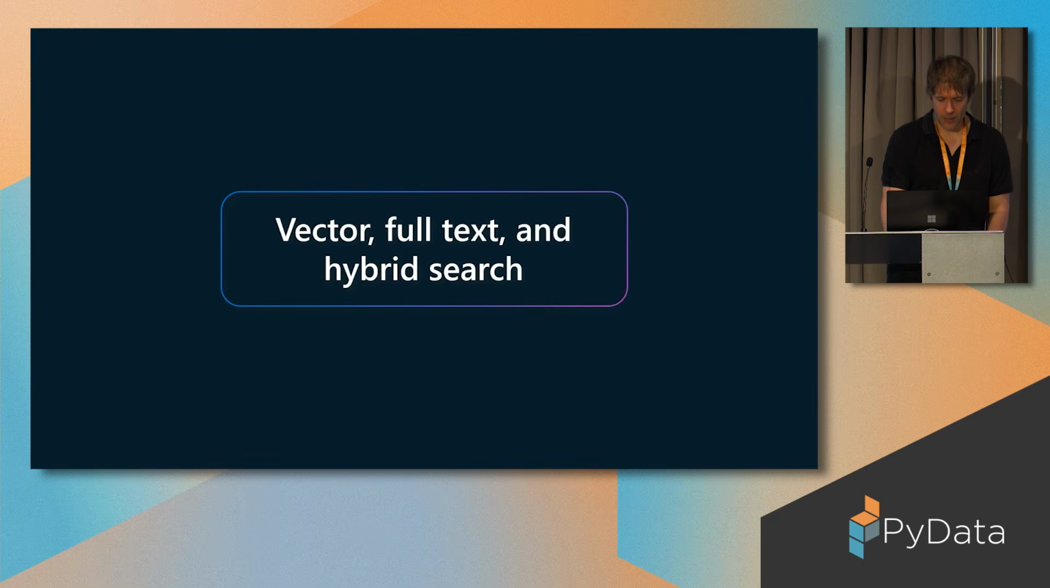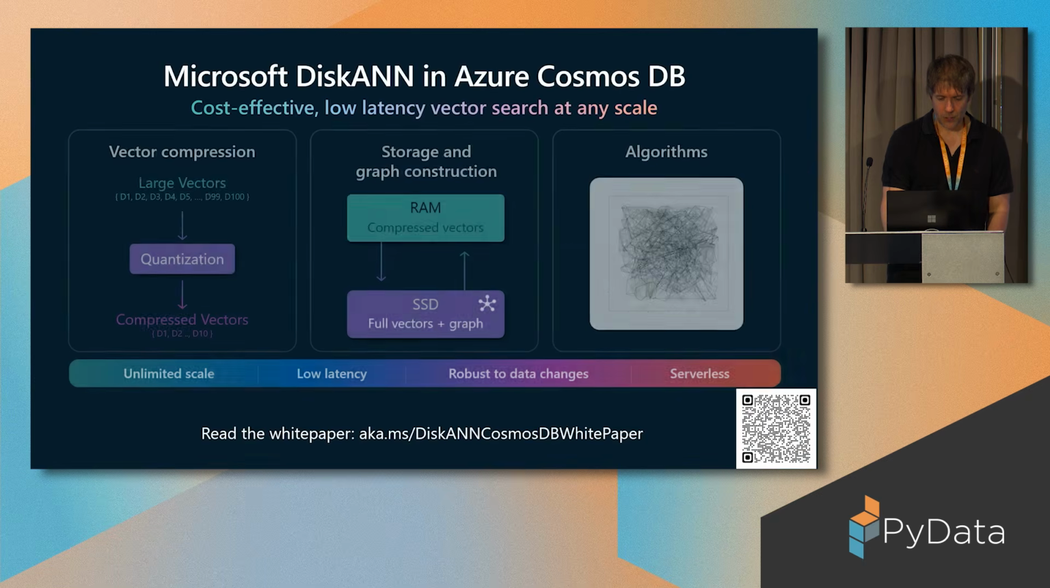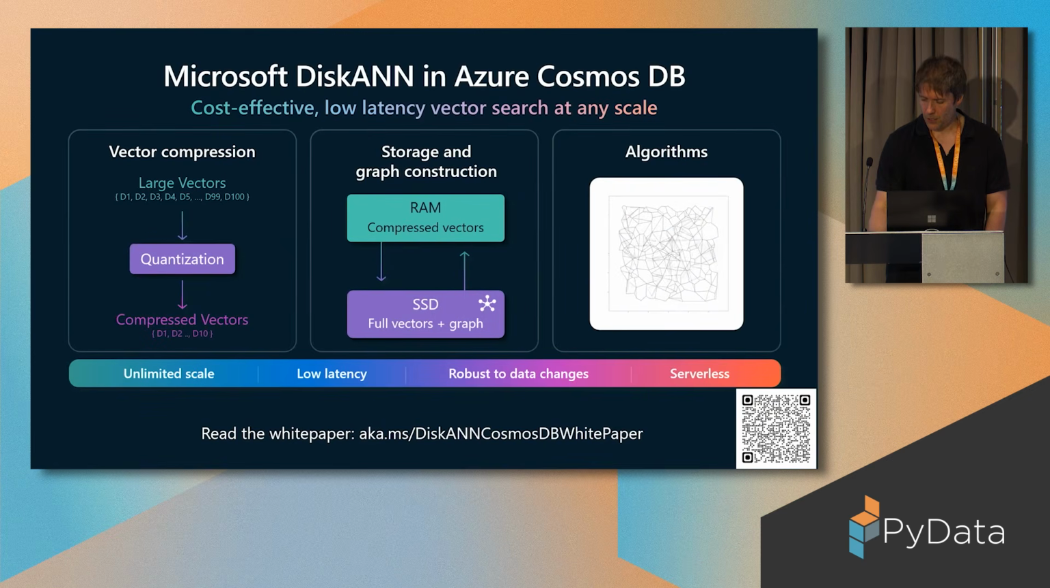All right, so vectors, full text, and hybrid search. So how am I doing for time here? 22 minutes left. Have I got 22 minutes or 15 minutes?